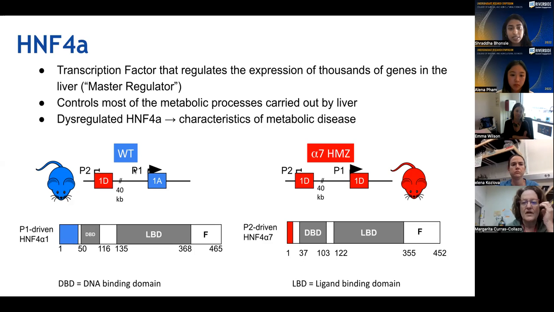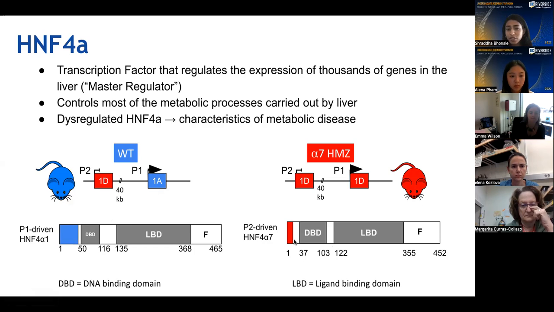The two mouse models that I'm using to study this are a wild type mouse that expresses the wild type version of Hnf4 alpha on the left, and an alpha 7 isoform of Hnf4 alpha on the right. The only difference between these two mice is the kind of promoter that they express. On the left and the right, they're shown by two different colored promoters. The left is shown in the blue promoter and the right is shown in the red promoter.